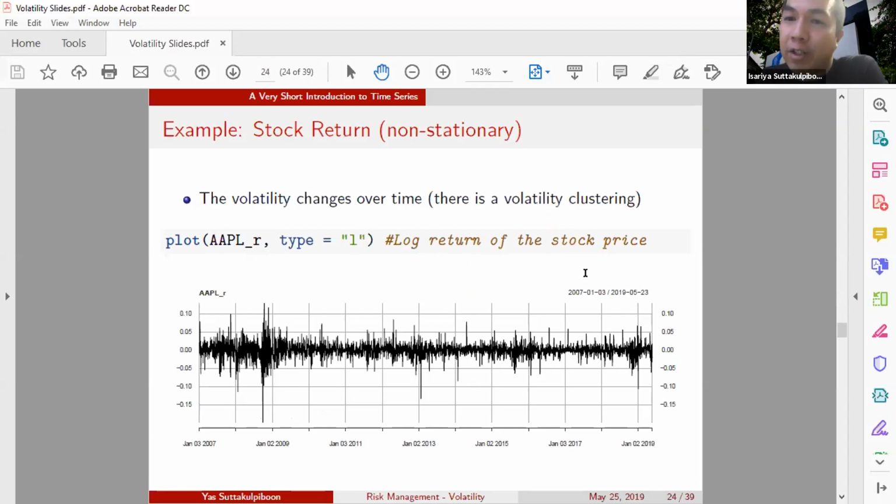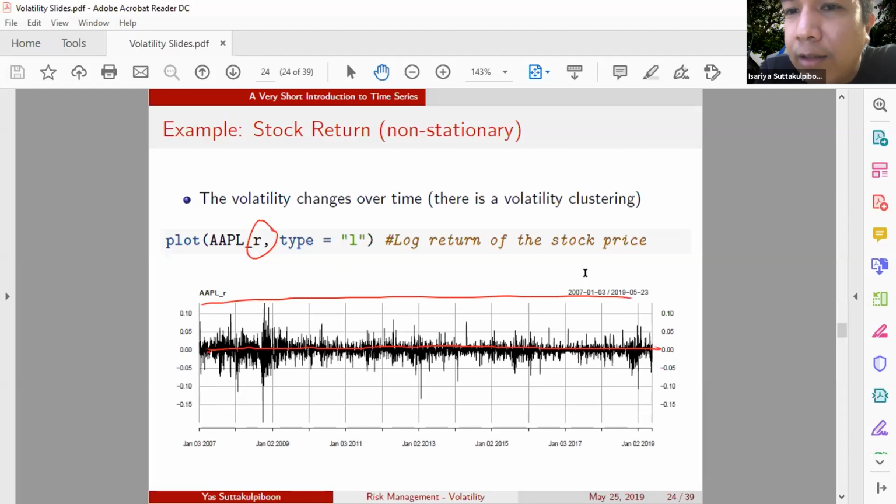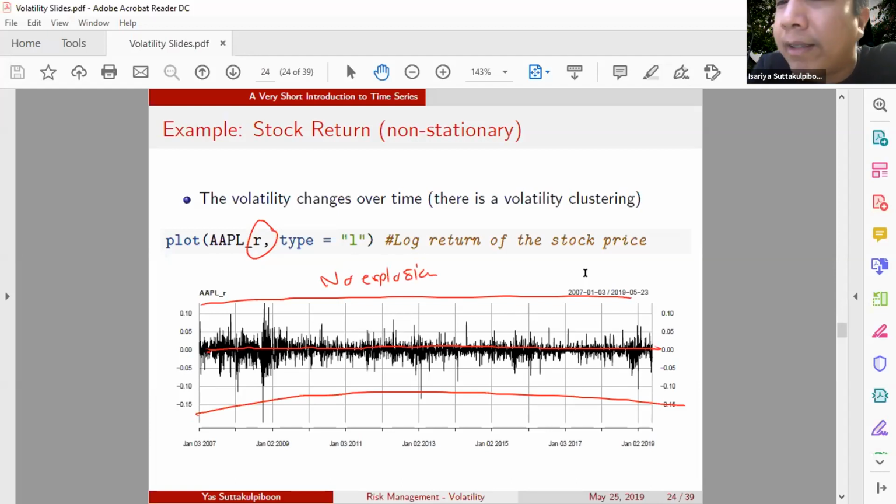If it's the return, it doesn't explode. You can see that it stays in line. If you look at exploding or not, there's no explosion. No explosion, meaning it doesn't really go up in a trend or anything like that, right?